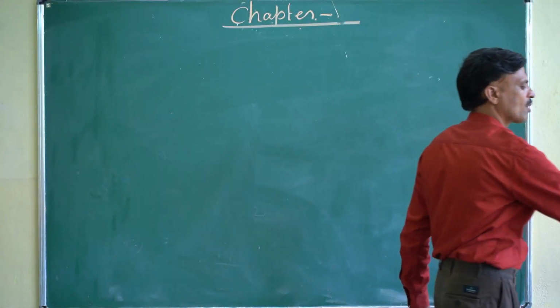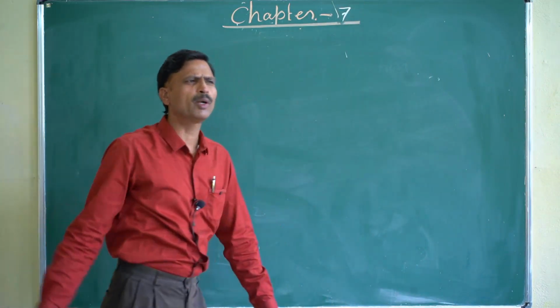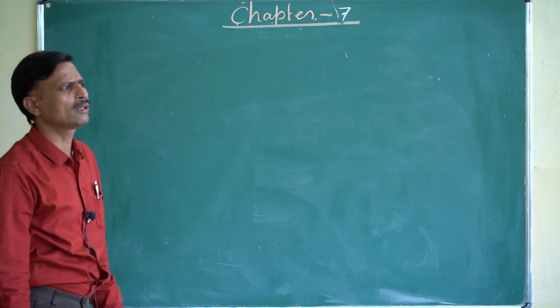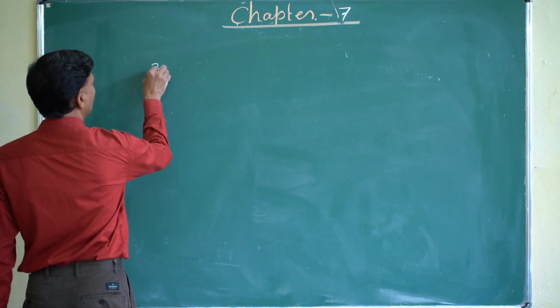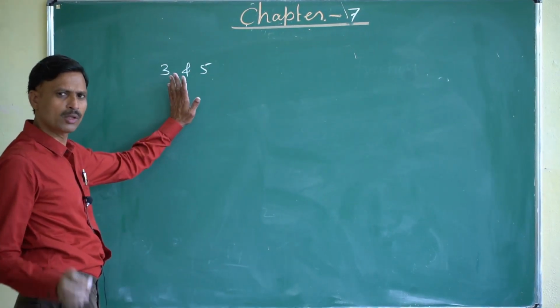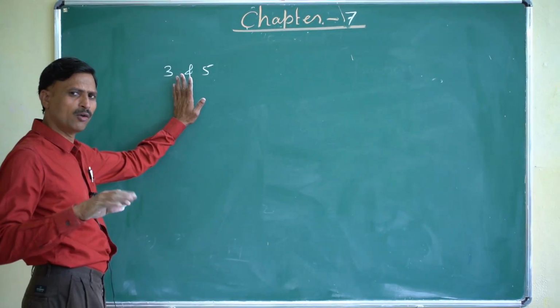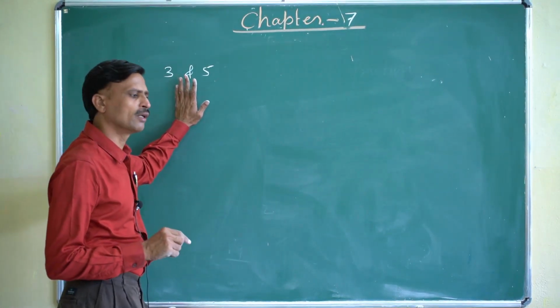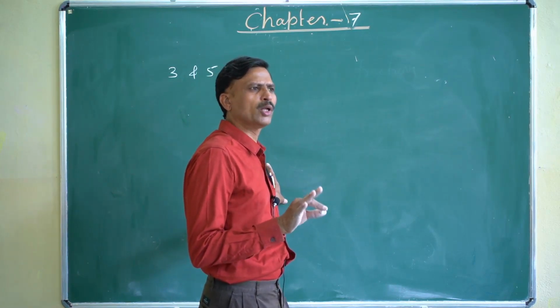Okay, so chapter number 7, properties of multiplication. You know that if we have two numbers like 3 and 5, right? First I am telling what the property is. The first property is the commutative property of multiplication.